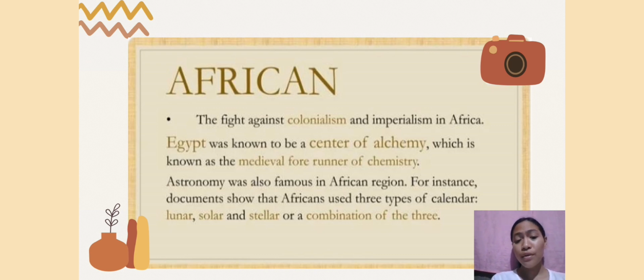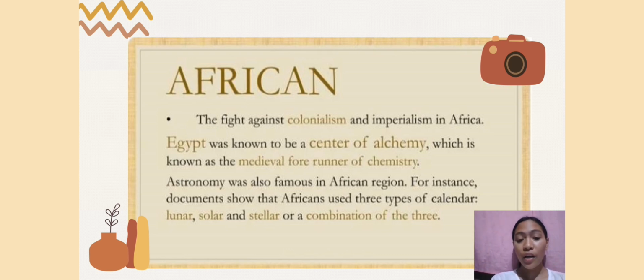Astronomy was also famous in the African region. For instance, documents show that Africans used 3 types of calendar: the lunar, solar, and stellar, or a combination of the 3. So the lunar calendar is based on a moon cycle. It consisted of 354 to 355 days in a whole year.